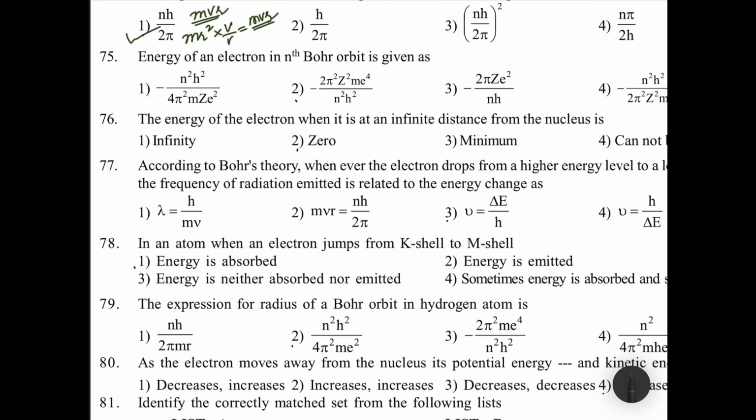Fine. 75th question. Energy of an electron in nth Bohr orbit is given as, energy of electron is given by minus 2 pi square z square me4 by n square h square. From where are you getting this? From the total energy equation, minus 1 by 2 Ze square by r. In place of r, you need to put the r value. The r value is n square h square by 4 pi square m Ze square. When you apply this, you will get this expression. Correct. Good job.